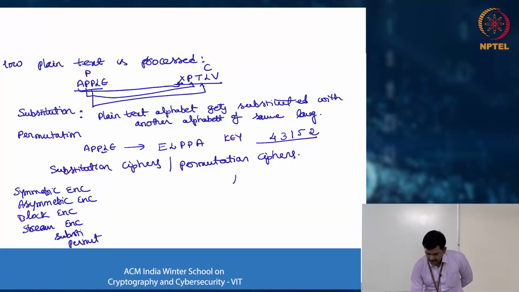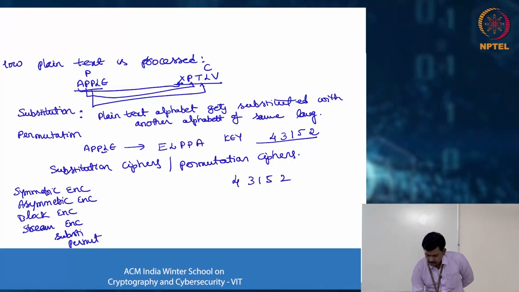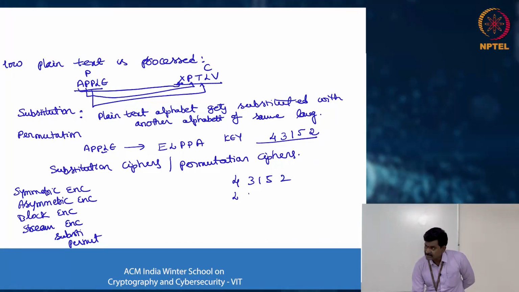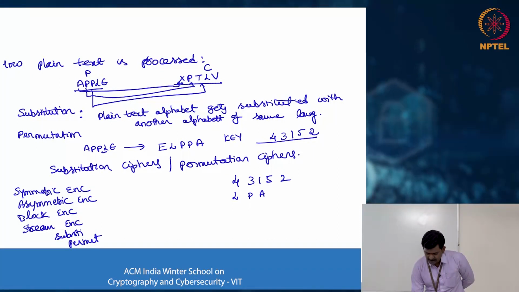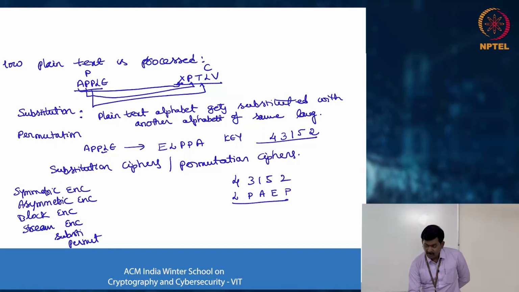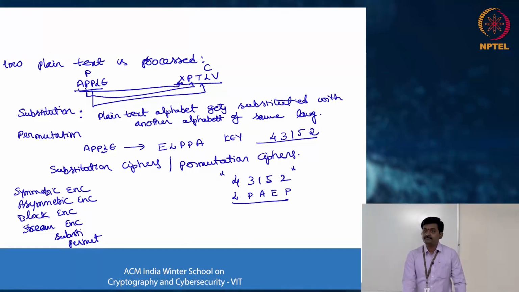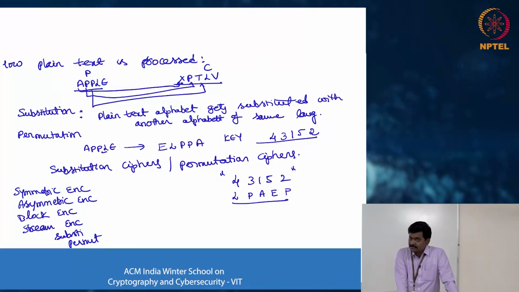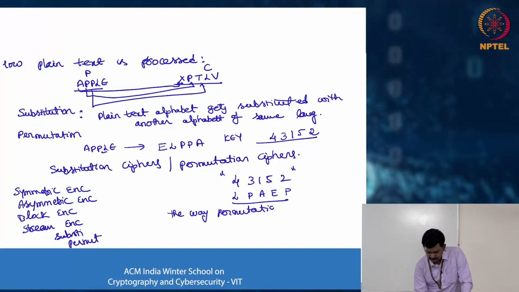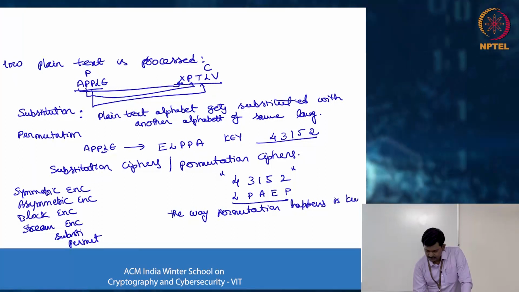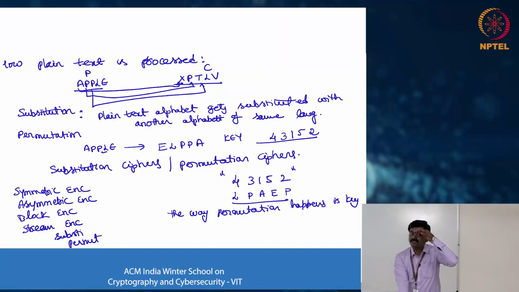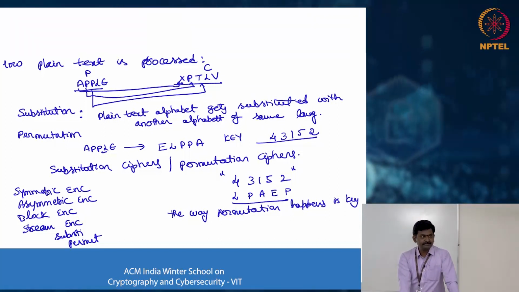Are you able to follow? So I am saying the key is 435152. My fourth alphabet of the plain text is my first cipher alphabet. What is my 4? L. What is my 3? P. What is my 1? And the fifth one? E. This is my cipher text. And what forms the key? The way I permuted the alphabets forms the key. The way the permutation happens is the key. For which cipher? Permutation cipher. Are you able to follow?